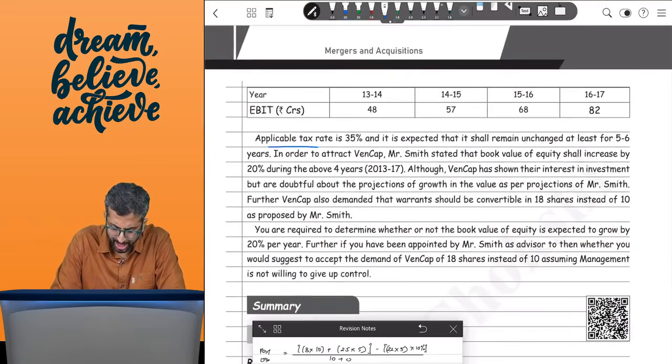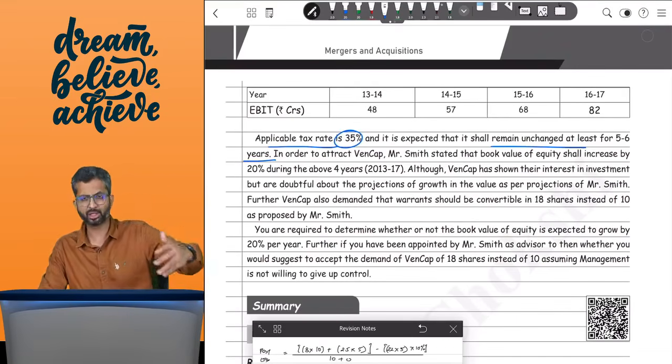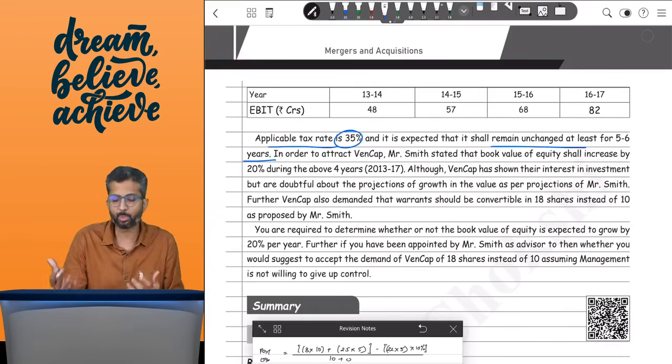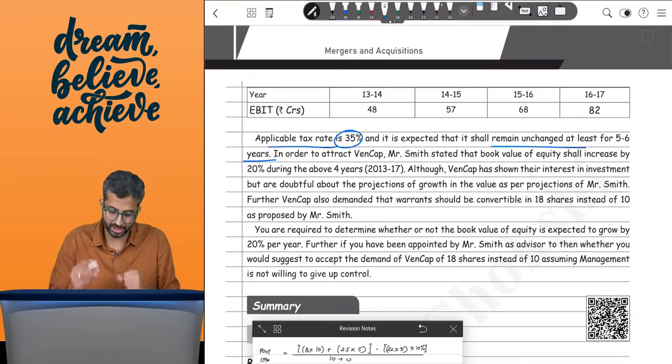Applicable tax rate is 35%, and it is expected that it shall remain unchanged at least for 5 to 6 years. So that is the tax rate. From EBIT we'll have to subtract interest. That will give us, let us say, the EBT, from which I subtract tax, which will give me the PAT, from which I will subtract, let us say, 12.5%, which will give me the retained profits in each year.